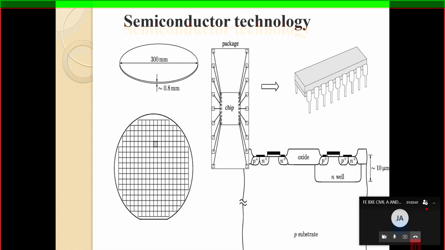There are 14 to 18 transistors in a single IC, and in a transistor there is n type or p type material, so you can see a PNP transistor or an NPN transistor. A PNP transistor means positive, negative, positive, that is the P type transistor, and the N type transistor is N plus, N, and P, meaning negative, positive, negative. On that type of substrate you can use a PNP transistor or an NPN transistor.